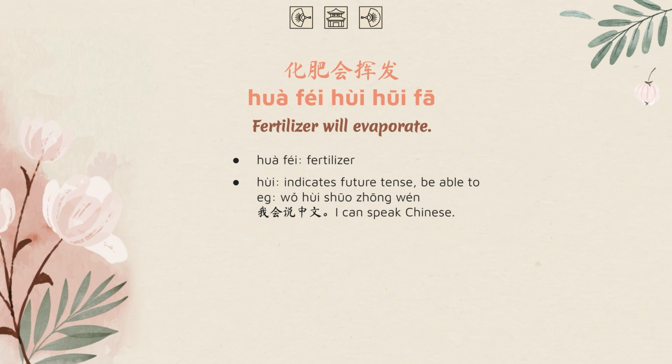For example, 我会说中文. That means I'm able to speak Chinese. 我 for I. 会 here means be able to. 说 means to speak. 中文 Chinese. And then the last part, 挥发. 挥发 means to evaporate, to volatilize.